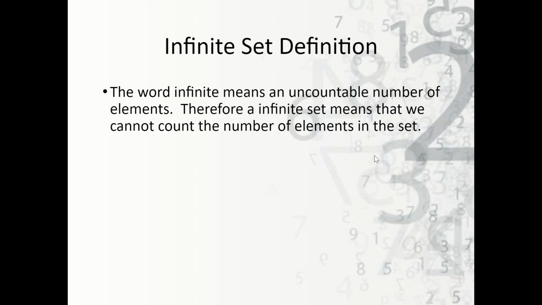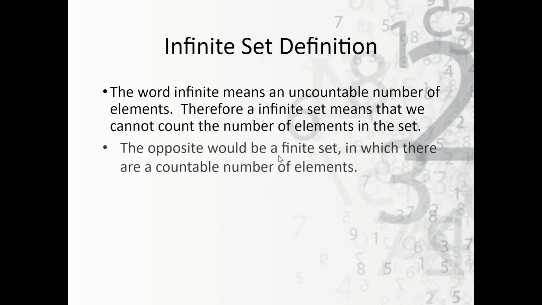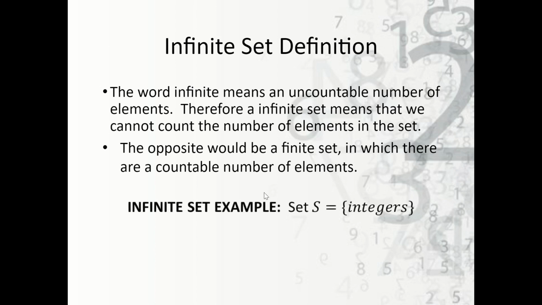Therefore, an infinite set means that we cannot count the number of elements in the set. The opposite of this would be a finite set in which there are a countable number of elements. So let's say I wanted the natural numbers between 1 and 10. Well, that goes 1, 2, 3, 4, 5, 6, 7, 8, 9, 10 and stops. And we can't keep going. So that would be a finite set. So an example of an infinite set would be the set of integers.